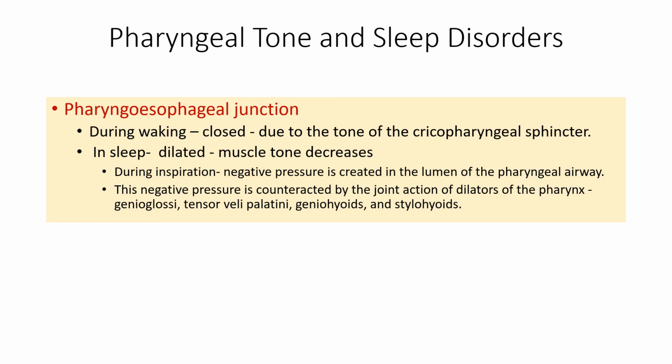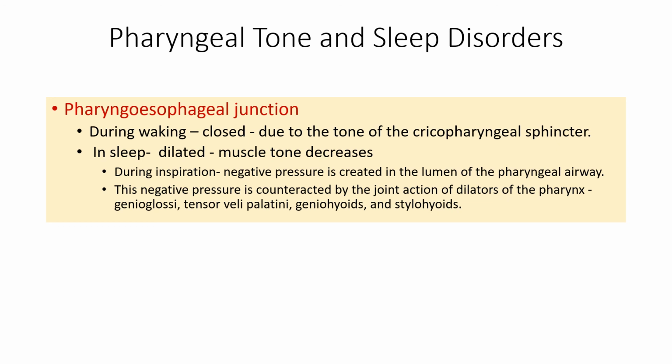Coming to the clinical importance of pharyngeal tone, the tone of the pharyngeal muscles in sleep disorders. The pharyngoesophageal junction plays an important role. During waking time, the pharyngoesophageal junction is closed because of the tone of the cricopharyngeal sphincter. While sleeping, this is dilated because the muscle tone decreases.